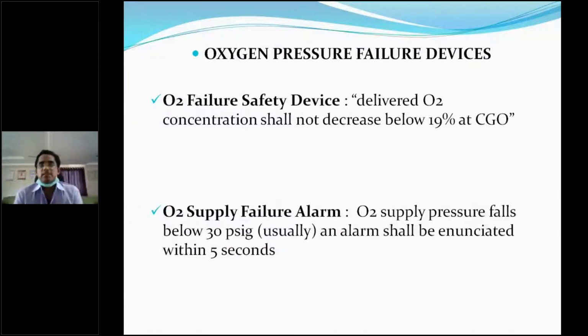So that is why we have these oxygen pressure failure devices in the anesthetic machine. One is the oxygen failure safety device, and the second one is the oxygen supply failure alarm. The failure safety device will maintain a concentration of 21%. It will not allow oxygen to decrease below 19%. And for the oxygen supply failure alarm, if the oxygen pressure falls below 30 psig, then an alarm will be given within 5 seconds. Then the anesthetist will be alerted, and then he will rectify the problem.